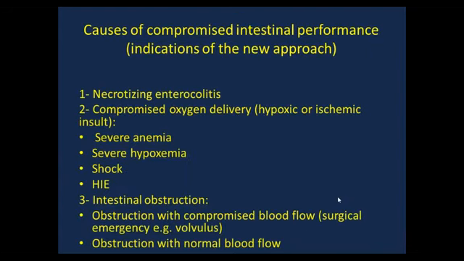In the neonatal intensive care unit we have three main categories of compromised intestinal performance. The first category is necrotizing colitis, which, as you know, is more common in preterm infants. And then we have compromised oxygen delivery. If the intestine is exposed to hypoxia or ischemia due to severe anemia or severe hypoxemia, like in congenital heart diseases, or shock, hypoxic ischemic encephalopathy.